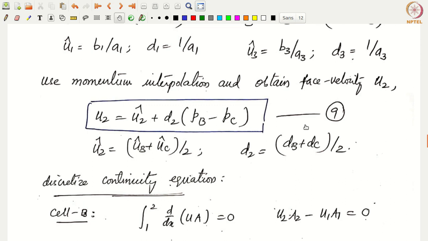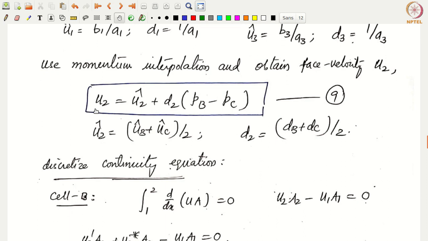That is, let's call this equation 9, where U2 hat you would obtain as the arithmetic average of UB hat and UC hat, and D2 you would obtain as the arithmetic average of DB and DC, right? This is basically the simple algorithm on a collocated grid. So this is the main assumption that we have made: obtain the phase velocities through momentum interpolation, that is, through the hat velocity and the adjacent pressures. Okay, all right, so this is clear.